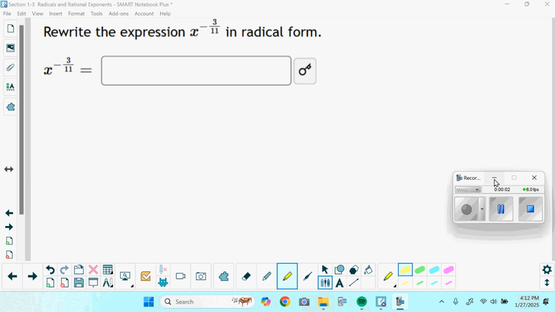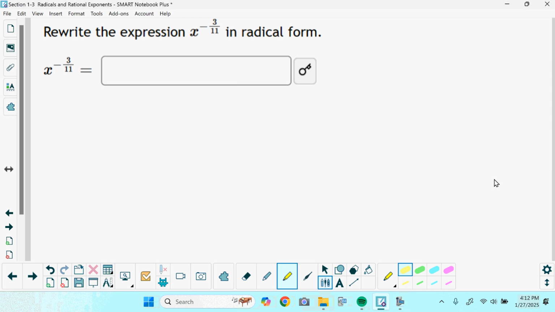Section 1.3, radicals and rational exponents, part 3 video. In this video, we will learn how to write rational exponents, which means exponents that are fractions, in radical form and vice versa.